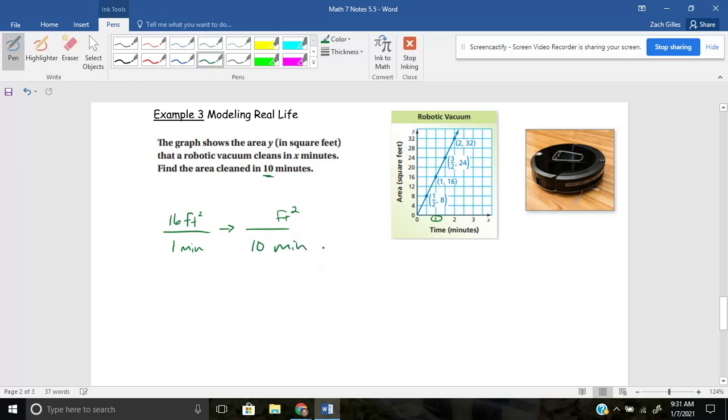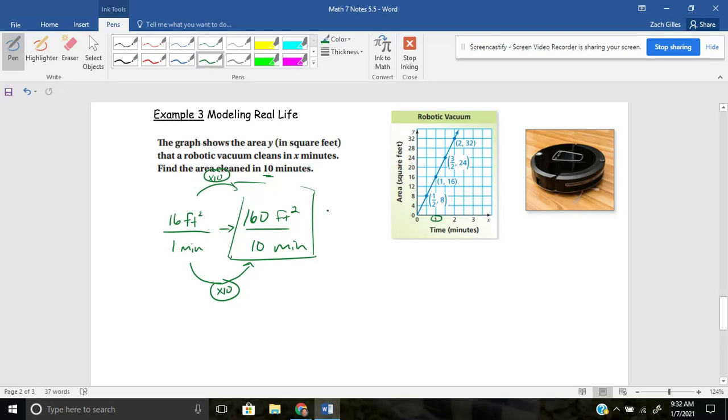So I can just set up this proportion. How do I go from 1 to 10? Well, that's pretty easy. I just multiply by 10 on top and bottom. 16 times 10 would be 160 feet squared that I can clean in 10 minutes. Okay. You could also think about writing this.